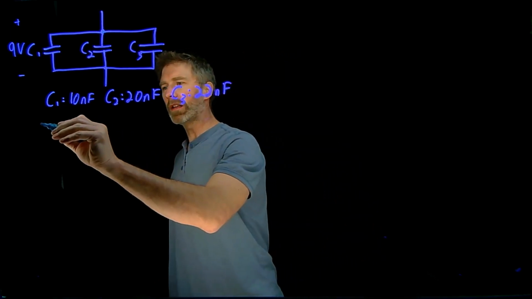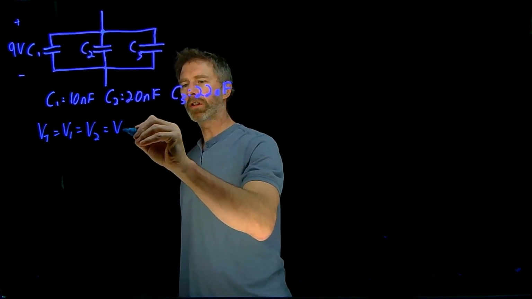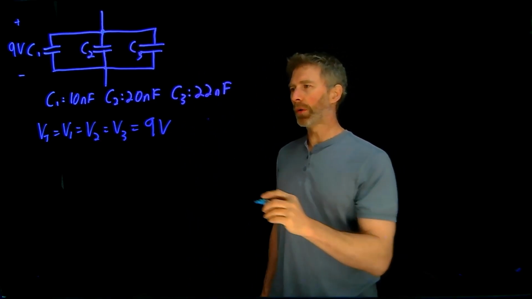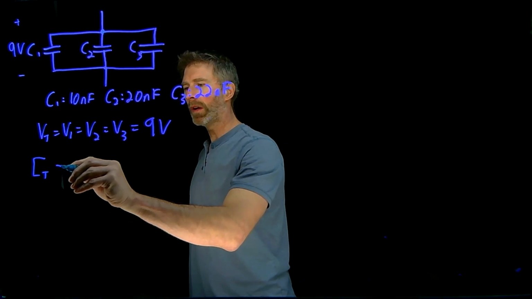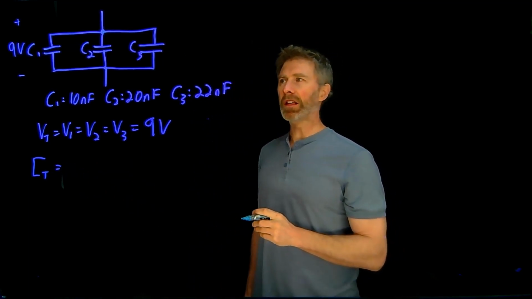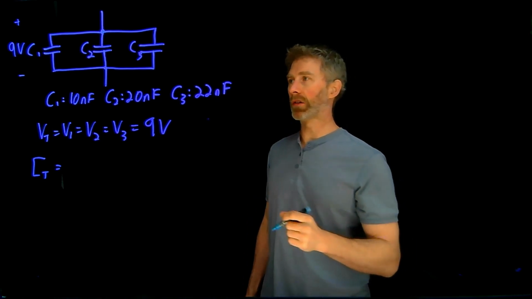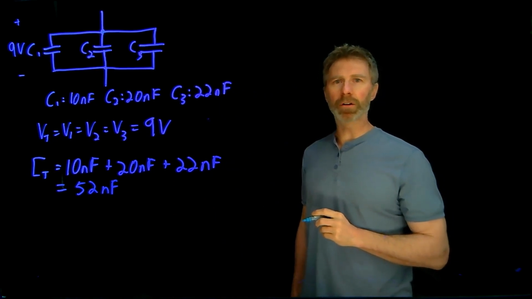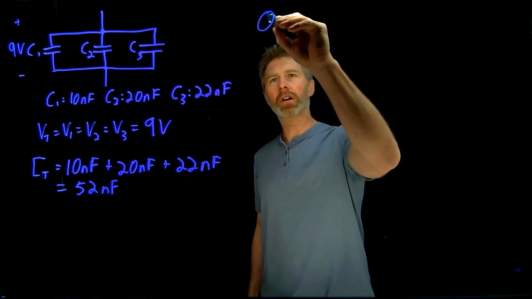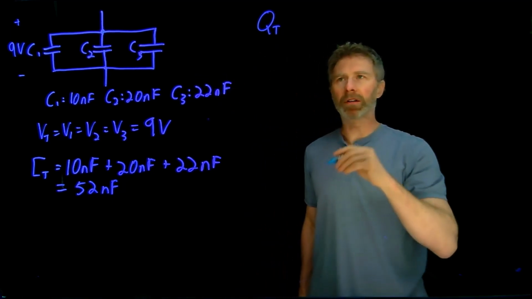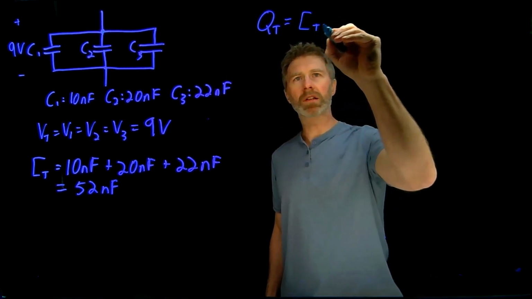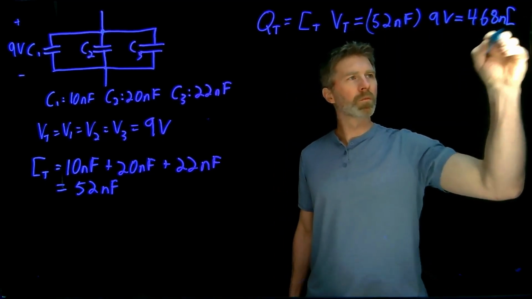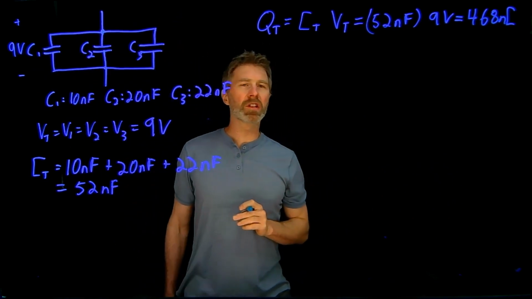Well, the first thing that's the easiest thing, the voltage across each one of those capacitors is 9 volts because they're in parallel. So that one's an easy one to figure out. The total capacitance is also really easy to figure out. When you have capacitors in parallel like this, the capacitance is equal to the sum of the individual capacitors. So the total capacitance is 52 nanofarads. The total charge that's stored in this system of the 3 parallel capacitors will be the total capacitance times the voltage across them. So the total charge stored in the system is 468 nanocoulombs.